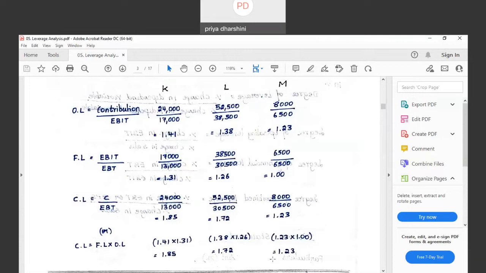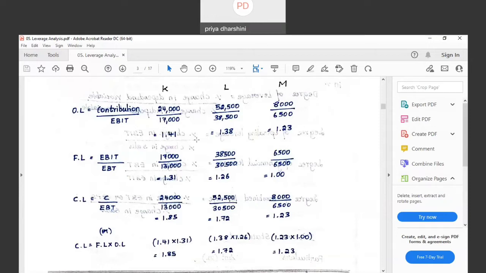High leverage is an indication. You can read the interpretation from your study material itself. High operating leverage combined with high financial leverage represents a risky situation. Low operating leverage combined with low financial leverage represents a low risky situation. Ideal situation will be moderate. Form M is less risky. Form K is most risky.